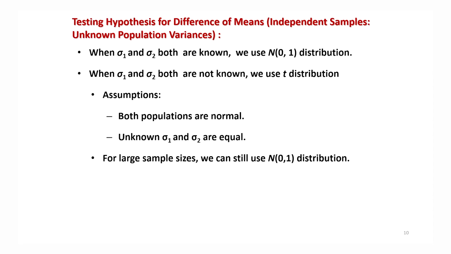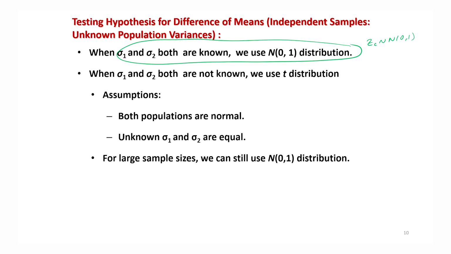Now we move forward. The statement of the problem is the same: we want to test the hypothesis about the equality of two means from two different normal populations, whose means are different and whose variances are not known. Up to now we have assumed that sigma1 and sigma2 are both known, and for that we used the statistic ZC, which follows normal 0,1 under H naught.